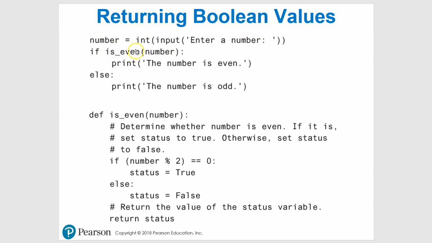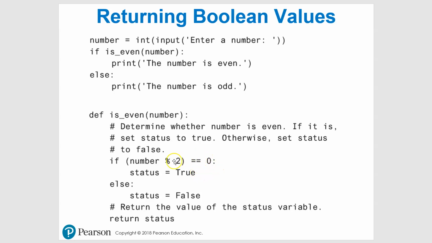So isEven is a function. We're sending in this number. So there we go, number comes down here, and here's our parameter variable, and then it's going to walk through here. So it's going to determine whether the number is even. If it is, set the status to true, otherwise set it to false. So here we go. If the number, and remember our mod has to deal with remainders, equals 0, then the status is true.